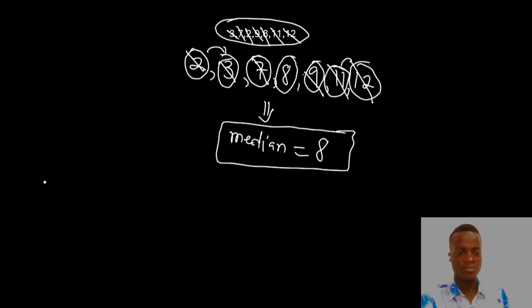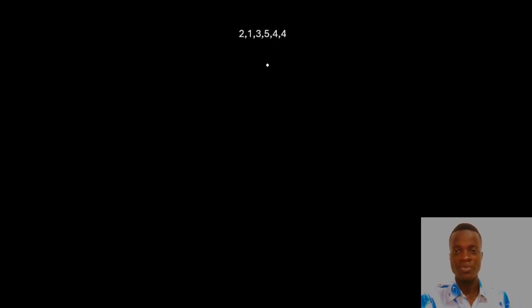Let's look at an example. Yeah, so we have this simple example. So we have 2, 1, 3, 5. Definitely this is not in order, so we have to order them.